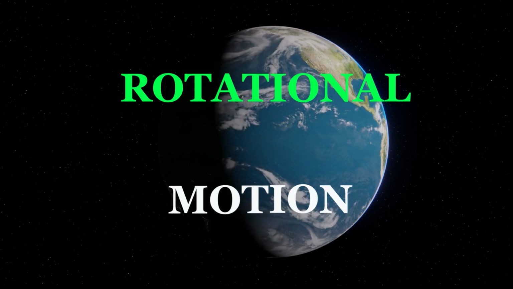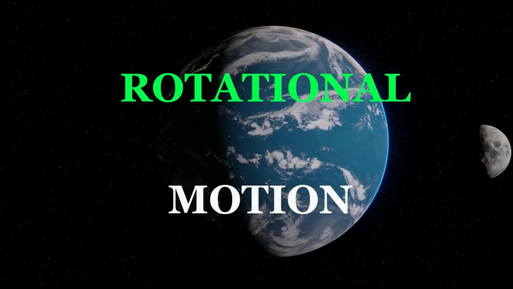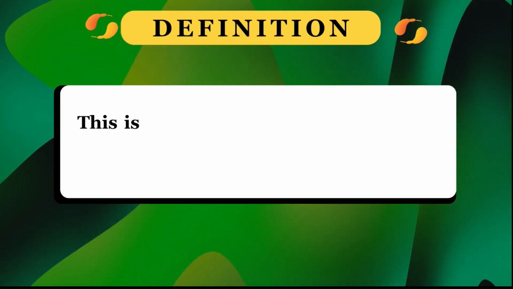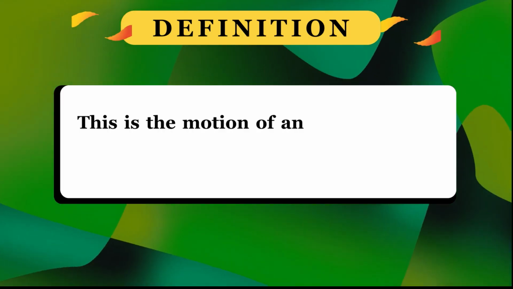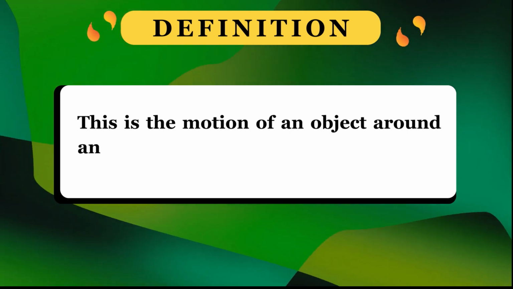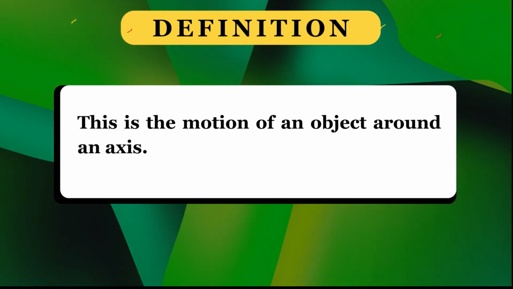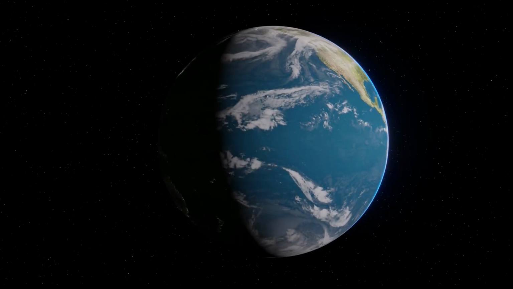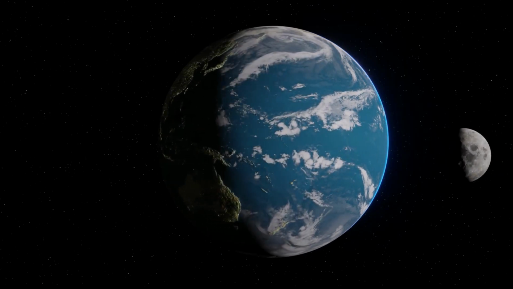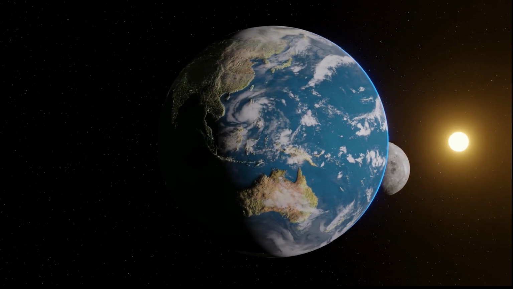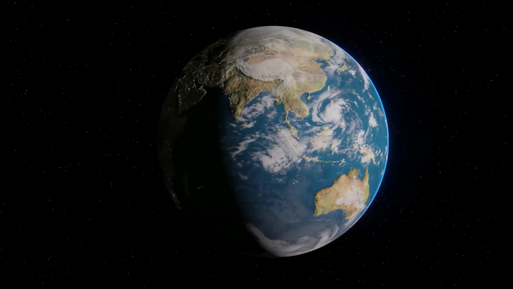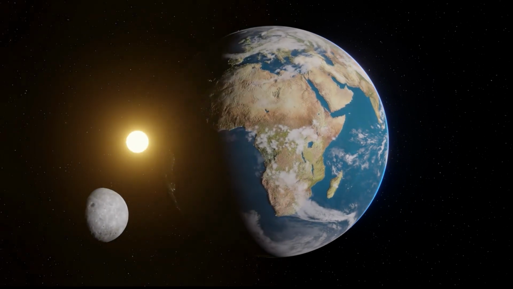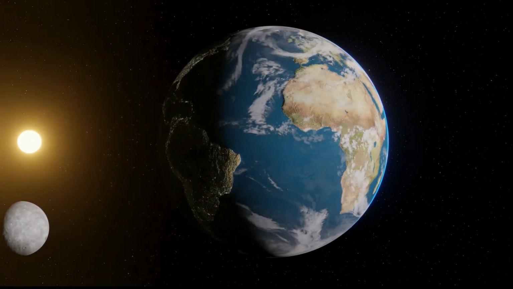Next is rotational motion. This is the motion of an object around an axis. For example, a fan blade spinning. Next, Earth rotating around its own axis. Can you imagine what would happen if the Earth stopped rotating? Our days and nights would be much longer.